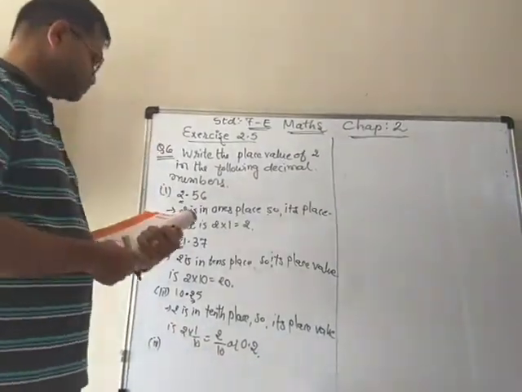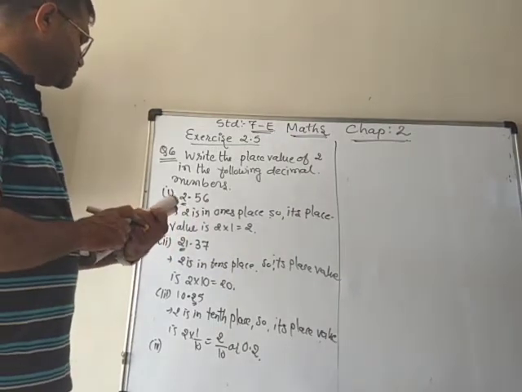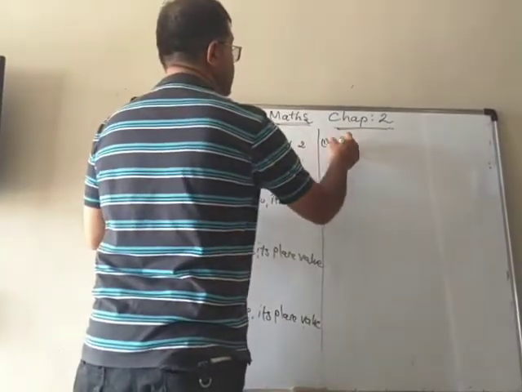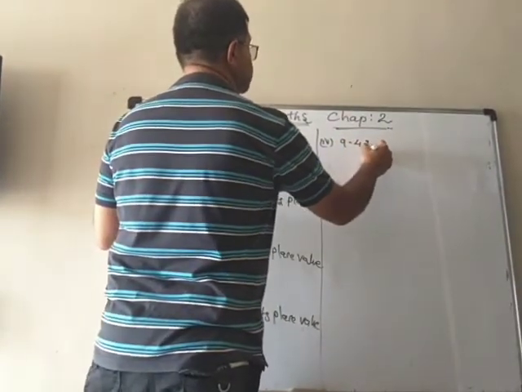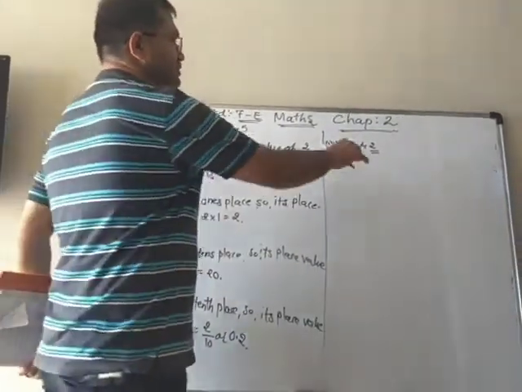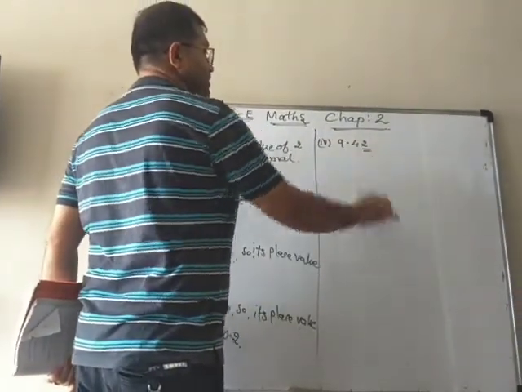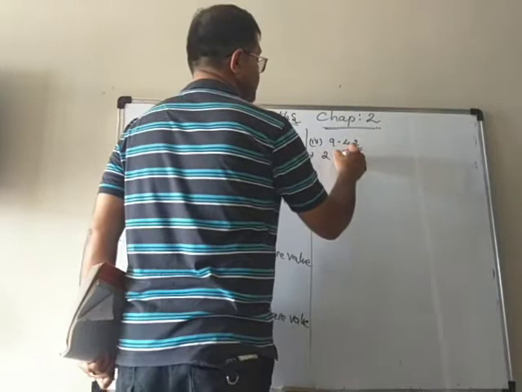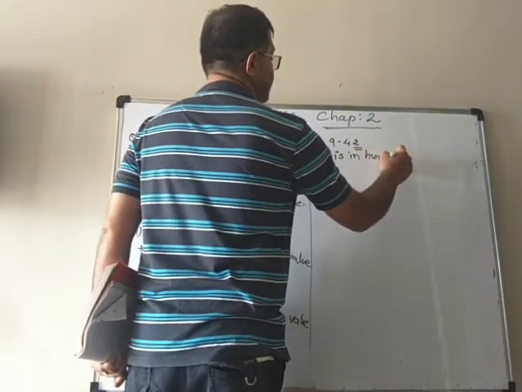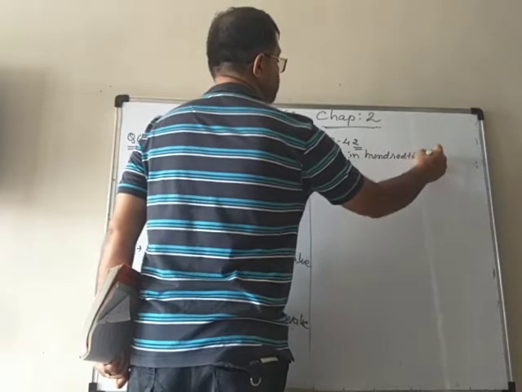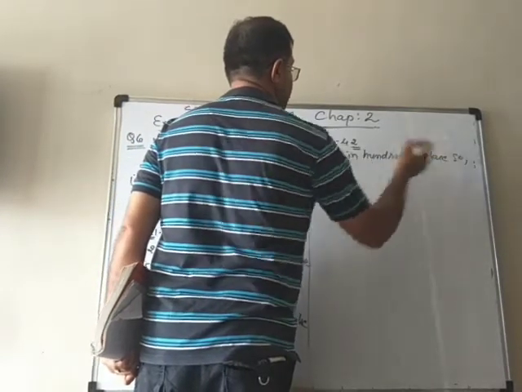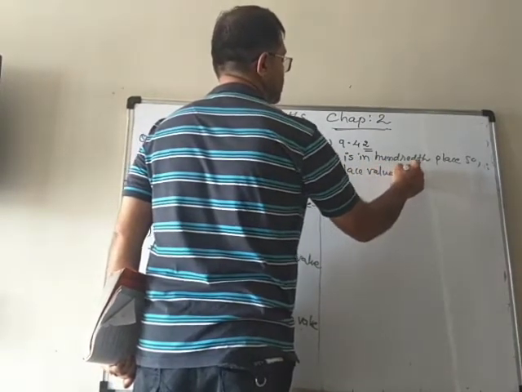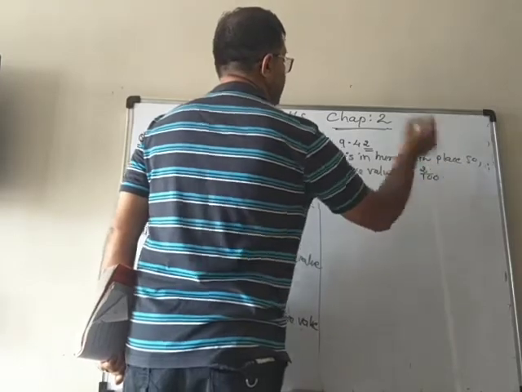And the fourth is 9.42. Now you can see that the first place is tenths, and the next to it is the hundredths. So 2 is in hundredths place. Its place value is 2 upon 100.